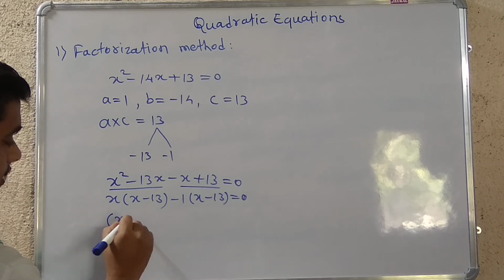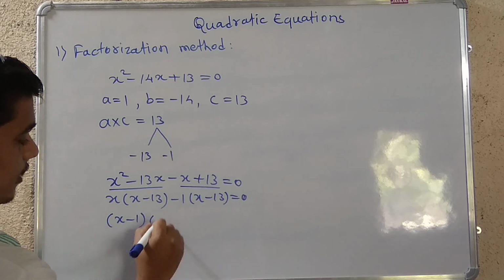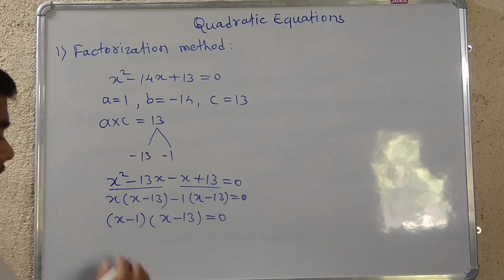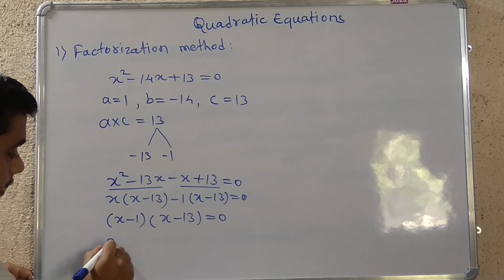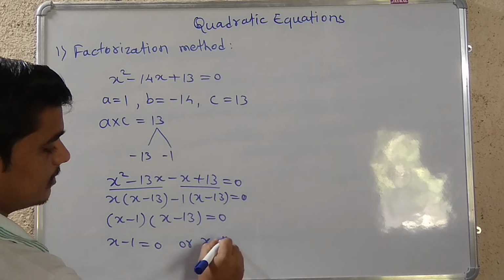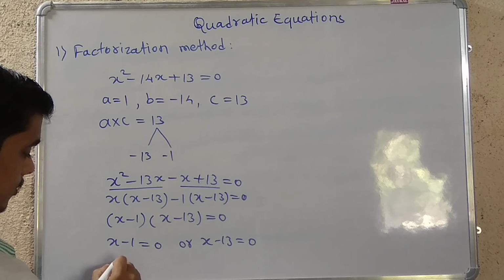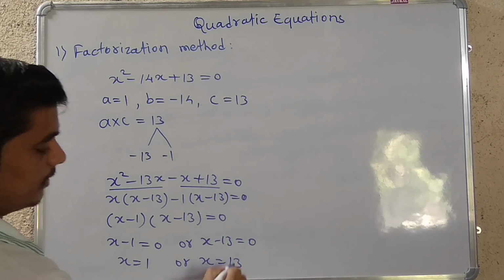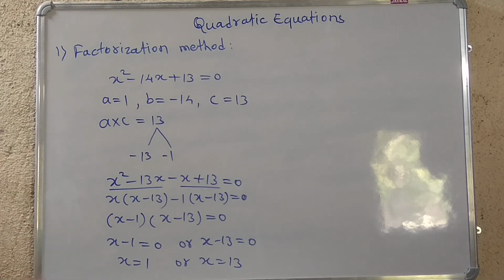So we can write it as (x minus 1) into (x minus 13) equal to 0, so either x minus 1 equal to 0 or x minus 13 equal to 0. So x is equal to 1 or x is equal to 13. So these two are the required values.